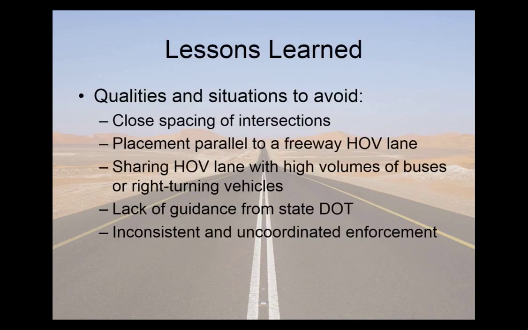From these particular case studies, we can take a few lessons from these. Things that should be avoided are close spacing of intersections. Intersections interrupt the flow of high occupancy vehicle lanes, so turn restrictions might be needed. The Montague Expressway in California was placed parallel to a freeway HOV lane, which undermined its usefulness. So placement next to a HOV lane on a freeway might not be a good idea.